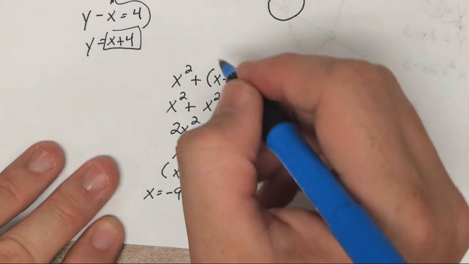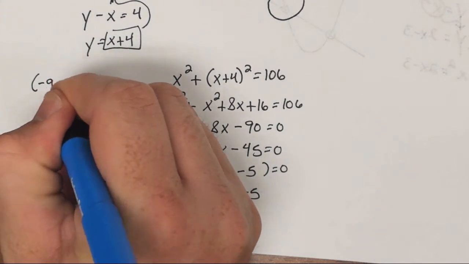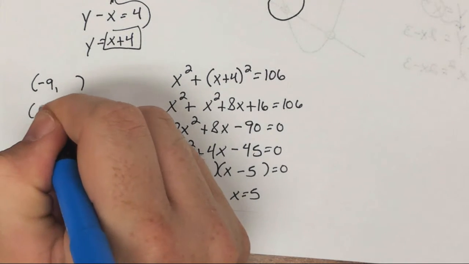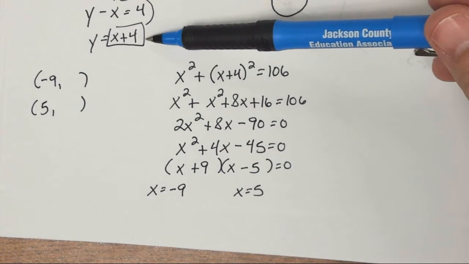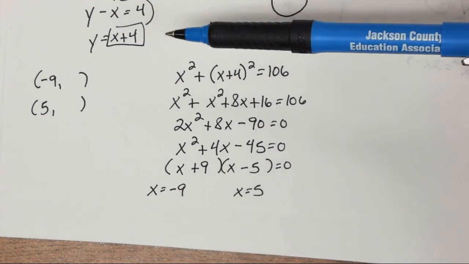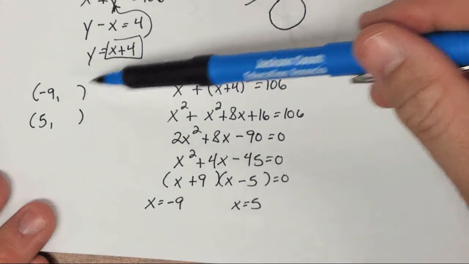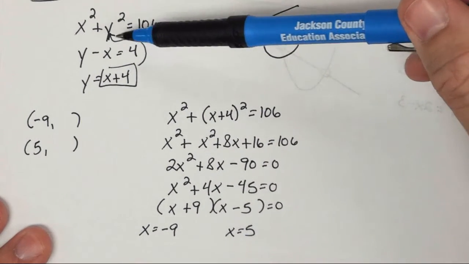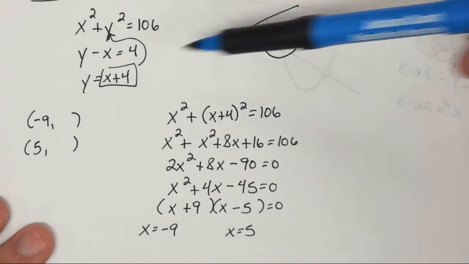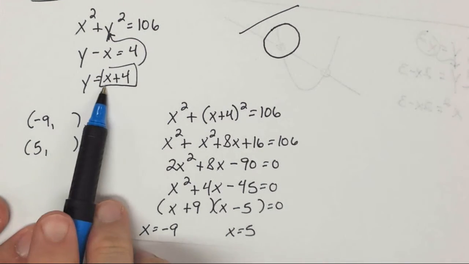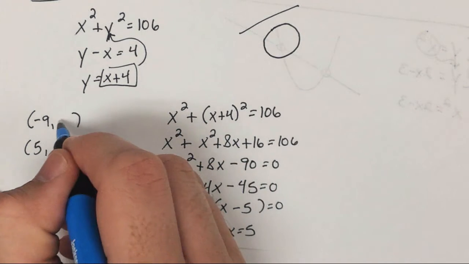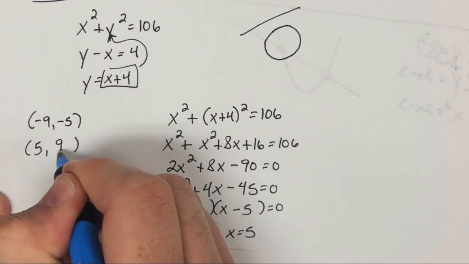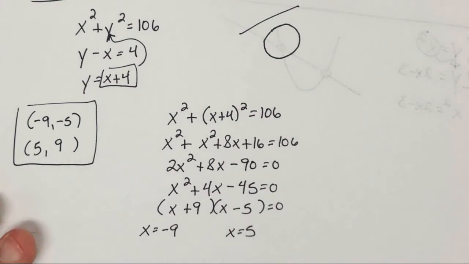So the points where these cross, I'm going to write them over here, would be negative 9, comma, something, and 5, comma, something. Can't encourage you enough, when you plug these back in, to plug it into the simple one. These points are on both of these. It is on the circle, but at the same time it's on the line, so why not just plug negative 9 in here? Negative 9 plus 4 gives you negative 5. 5 plus 4 gives you 9. That's the 2 points where those cross.